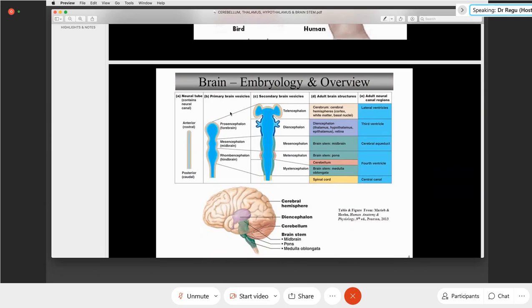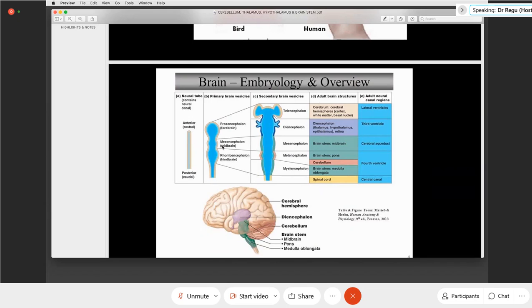The proencephalon, or the forebrain, will give rise to the cerebrum, that is the telencephalon, which will give rise to the cerebral cortex, right? And some of the basal nuclei. Now, the diencephalon is the one we're going to be learning about today. The deeper structures consist of the thalamus and hypothalamus and epithalamus, right? Similarly, the mesencephalon sort of remains the same, and it becomes the brainstem, the midbrain.